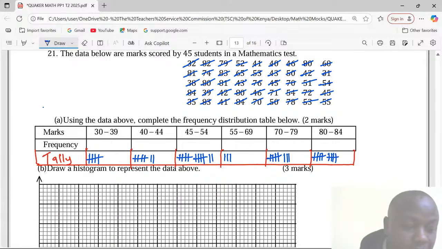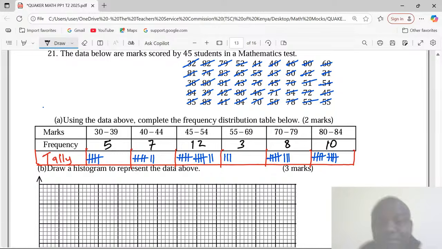I hope you have followed keenly how I have developed the tallying column. Now with that, we can write the frequencies. From the first class, we are having 5. The second one, we are having 7. In the third one, we are having 10 plus 2, which is 12. Here we are having only 3. Then in this class, we have 8. And here we have 10.